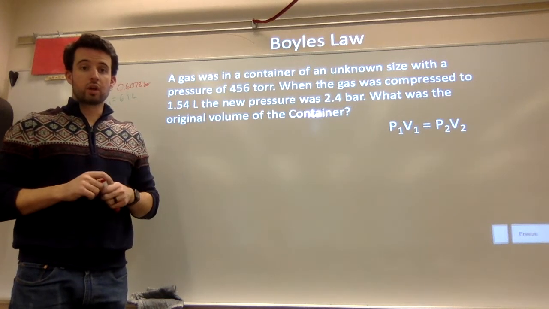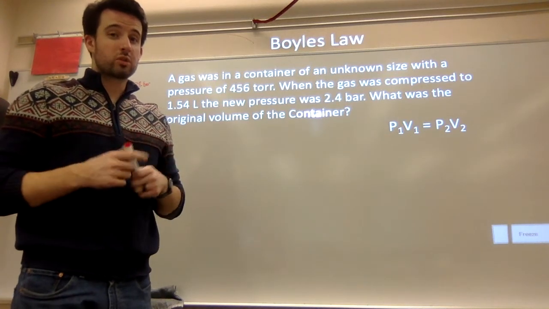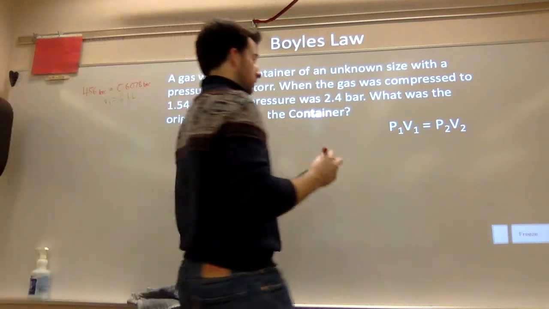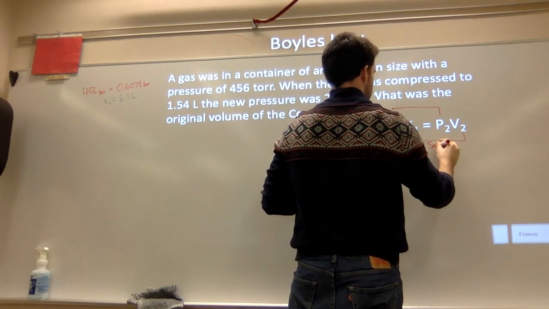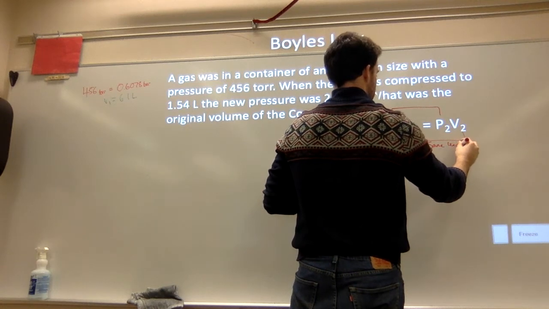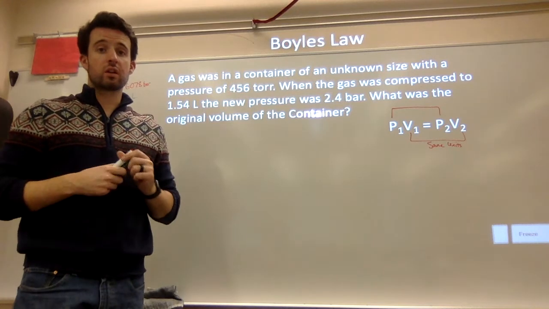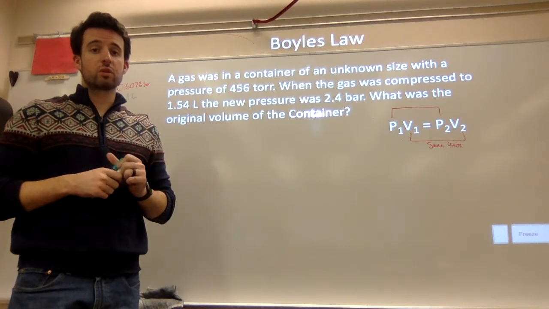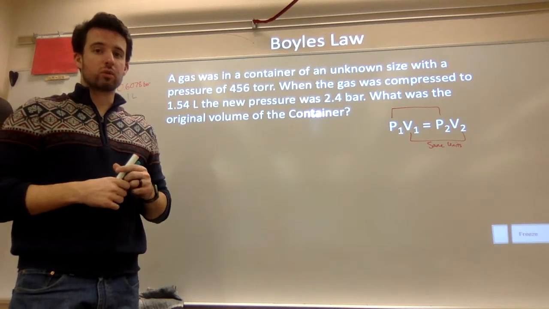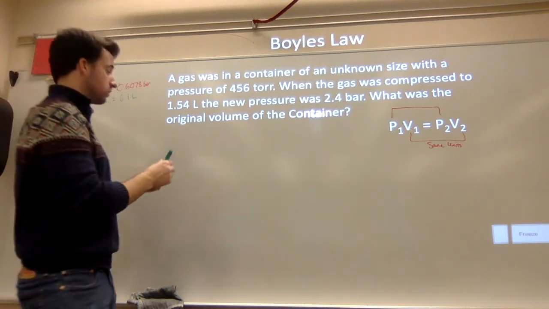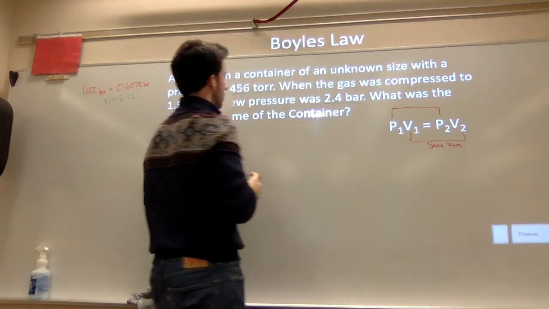Okay, so Boyle's Law, P1V1 equals P2V2. There's only really one rule when it comes to Boyle's Law, and that's that your P's and your V's need to have the same units. So whatever pressure you start with, you've got to have the same units at the end. Whichever volume you start with, you've got to have the same units at the end too. Now, if you read the problem, that is an issue because one of our pressure units is in torr and the other one is in bar.